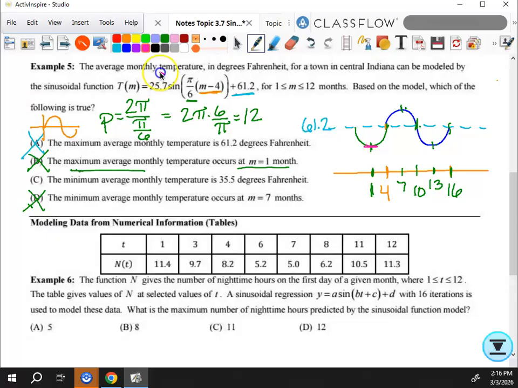Okay, this right here, this is my amplitude, right? This is 25.7, this is 25.7. So if I take 61.2 and subtract 25.7, I should get 35.5. Or if you like to add fractions more than you like to subtract them, you think it's at 35.5, you could add the 25.7 and see if you get 61.2. It doesn't matter either way, but you do get 61.2, whether you add or subtract. So my answer is C. That's right.